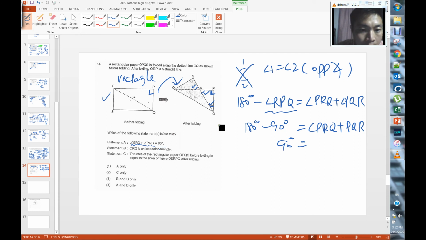Therefore the first statement is correct, because this angle plus this angle is equal to 90 degrees. The reason is that this angle and this angle are equal, therefore these two add to 90 as well. So statement A is correct. Next is ORQ. Where's ORQ? So let me tidy up the diagram first.